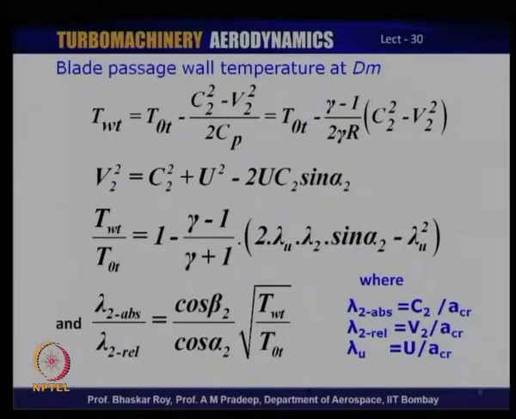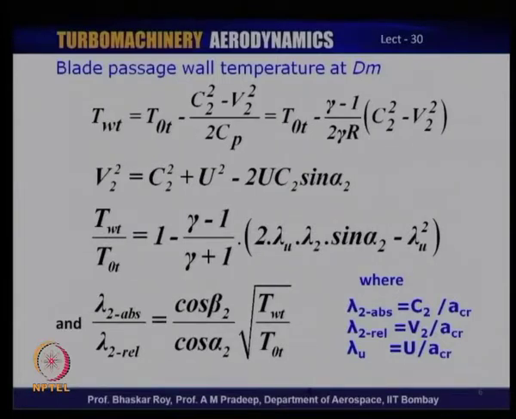The ratio of the wall temperature to the total temperature of the turbine at the throat of the stator nozzle is written down here as 1 minus (gamma minus 1) by (gamma plus 1) multiplied by twice lambda u into lambda 2 sin alpha 2 minus lambda u square, from which we can get the ratio of lambda 2 absolute to lambda 2 relative. These are the ratios which are then proportional to the temperature ratio of the wall temperature and the total temperature at the throat of the stator nozzle.